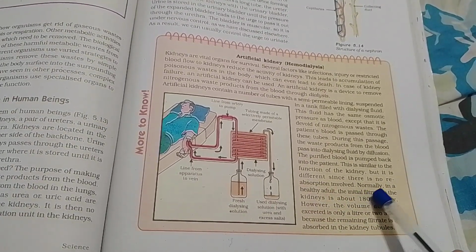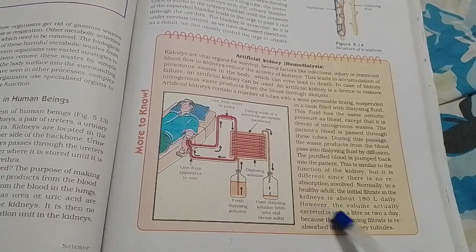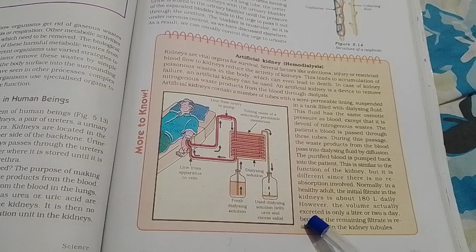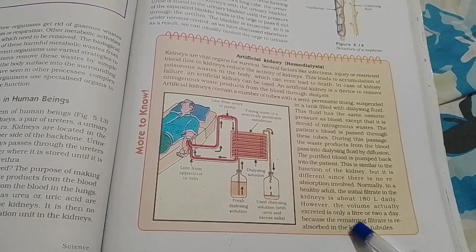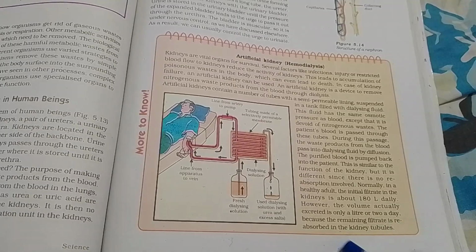reabsorption involved. Normally, in a human adult, the initial filtrate in the kidney is about 180 liters daily. However, the volume actually excreted is only a liter or two a day because the remaining filtrate is reabsorbed in the kidney tubules.